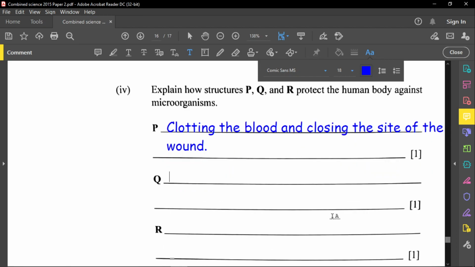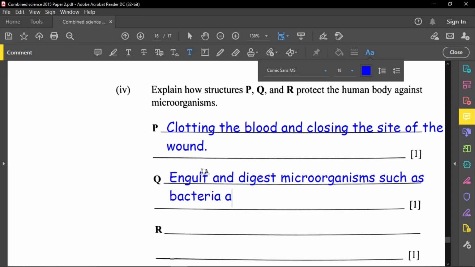And how does it deal with microorganisms? They will engulf and digest them. They engulf and digest microorganisms. So that's what is happening: they kill, eat, and destroy the microorganisms, such as bacteria and viruses. And not only viruses, but any microorganism that enters the body, it will attack them, eat them up, take them in, digest them, and break them down.